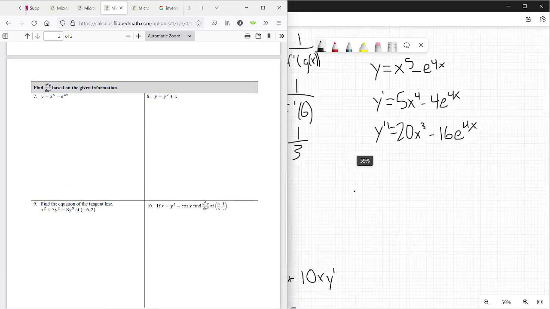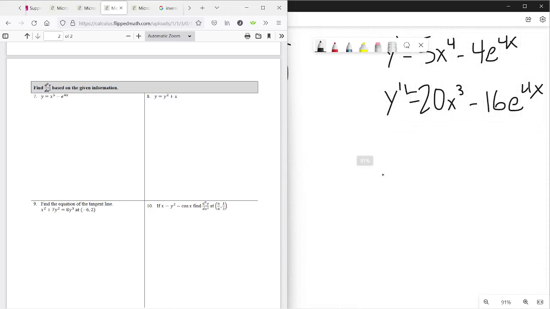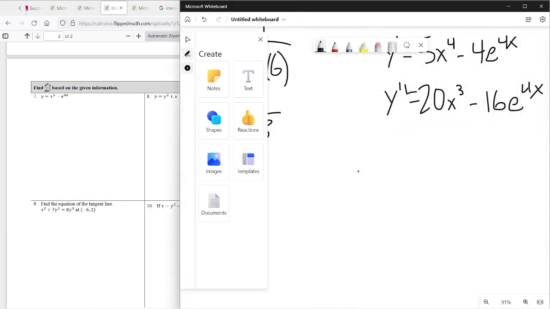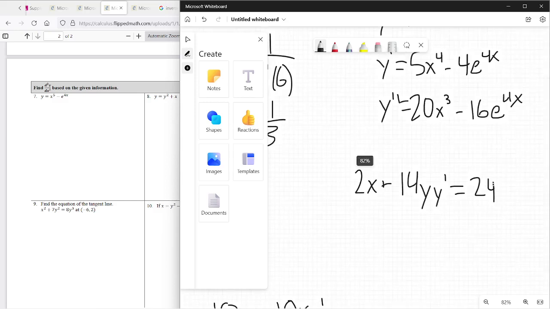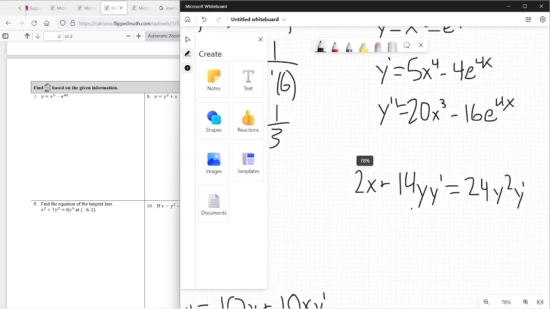Find the equation of the tangent line. This one we have y's on both sides, so we're going to be forced to use implicit differentiation again. 2x plus 14y y prime equals 24 y squared y prime. So we gotta solve for y prime, so once again, let's divide everything by 2. We can do it right this time.